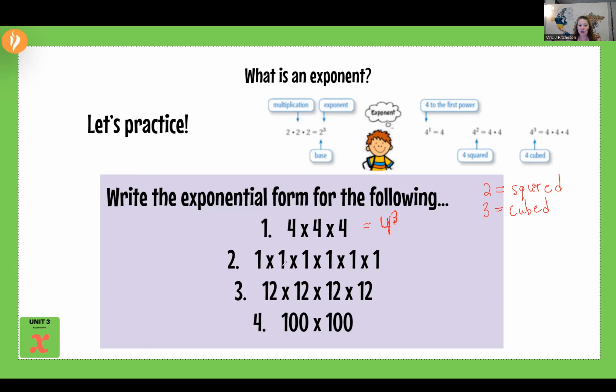The second one, 1, 2, 3, 4, 5, 6. We would write 1 to the power of 6. The third one, we have 4 12s being multiplied, so 12 to the fourth power. And the last one, we multiply together 100 twice, so I would say 100 squared. Oh, and here it's written right here too.